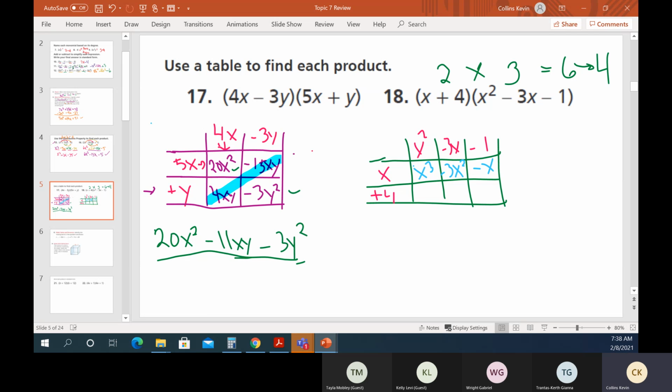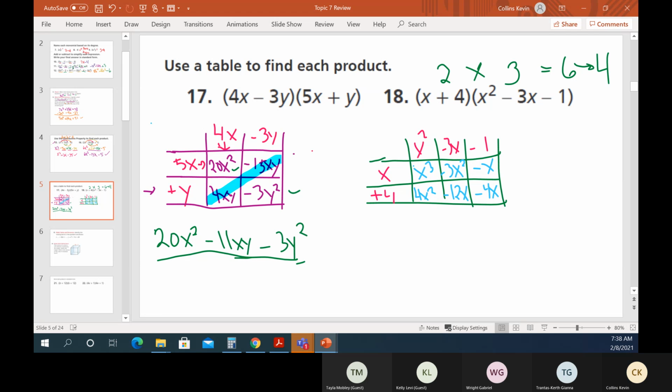Cool. Moving on to the next guy, so we're just multiplying everybody by 4, right? So 4 times x squared is going to be 4x squared. And then we've got 4 times -3, that's going to be -12x. And then finally I've got 4 times -x, that's -4x.